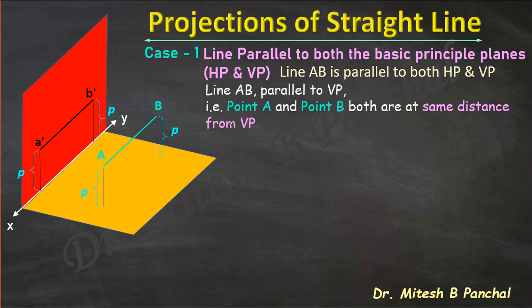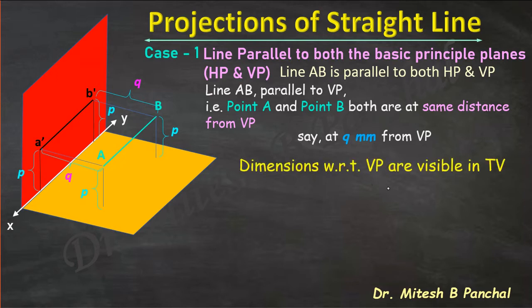Okay. Now when line AB is parallel to VP, point A and point B both are at same distance from VP. Say that distance is distance Q. Okay, so here A and B are at Q mm from VP, right? Now considering again second point which we have discussed in projections of point related to dimensions, that is dimensions with respect to VP are visible in top view. Means when we are viewing the object, here object is nothing but the line, from the top direction we will see this Q mm from top side, right?